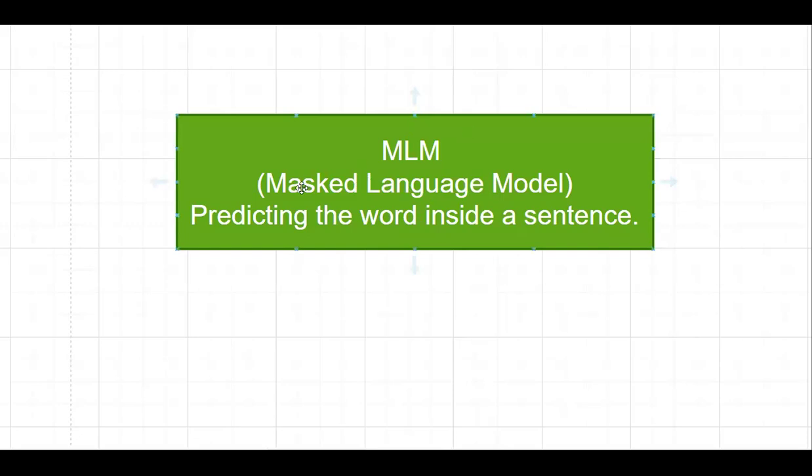This MLM, or masked language modeling, is also used as a technique to pre-train ML models, NLP models, or some transformer models as well. Now let's see hands-on how to do this, that is masked language modeling, or predicting the word inside a sentence.